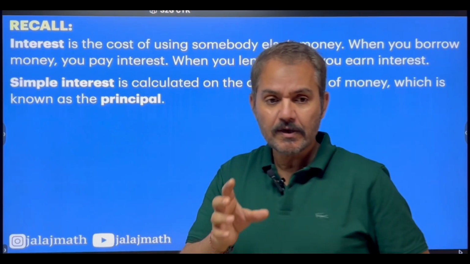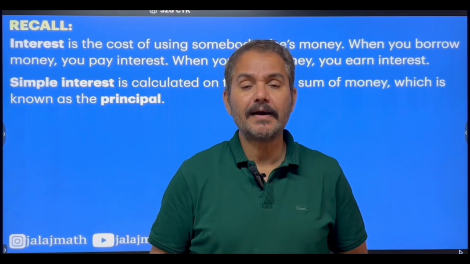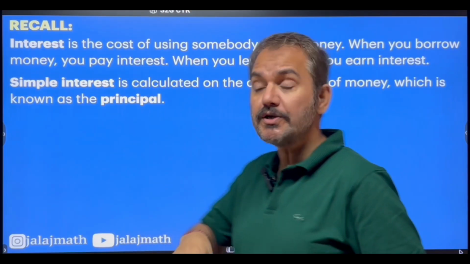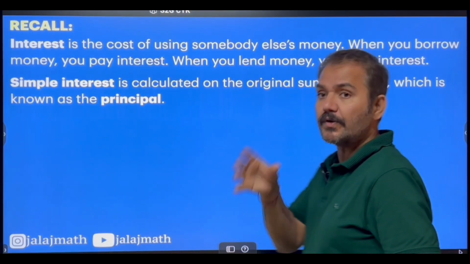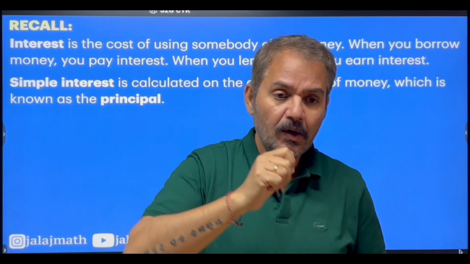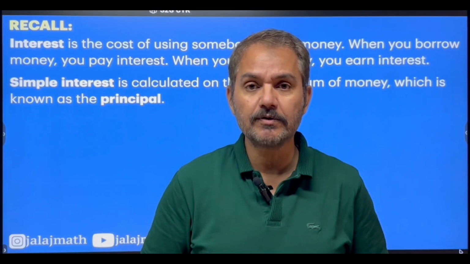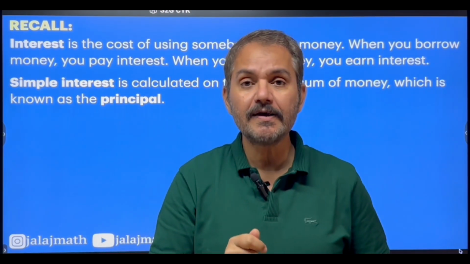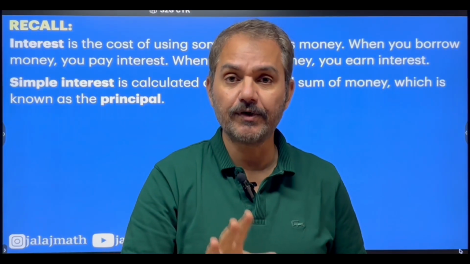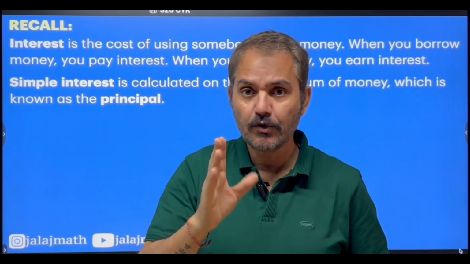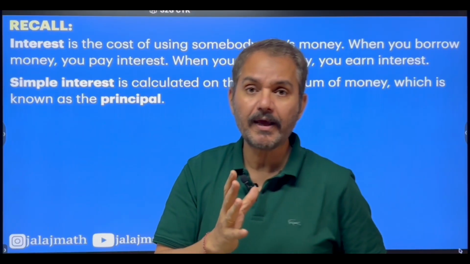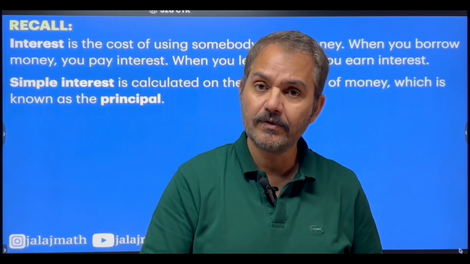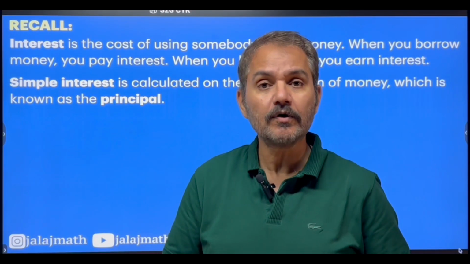What is simple interest? Simple interest is the interest that is calculated on the original sum of money. Now, what is this original sum of money? Let's say you invested $5,000 in a bank for 10 years and you are getting 5% simple interest. It means every year you will get 5% of your deposit, that is $5,000. So every year the interest will be calculated on $5,000, that is the original sum of money. This is called simple interest.